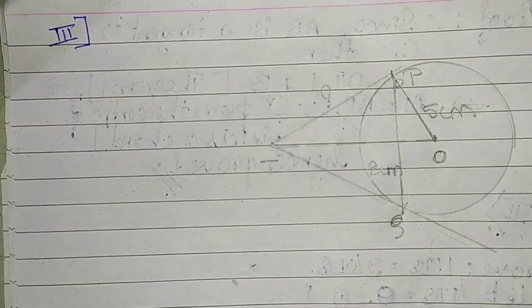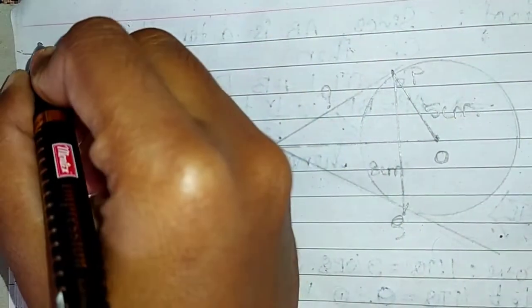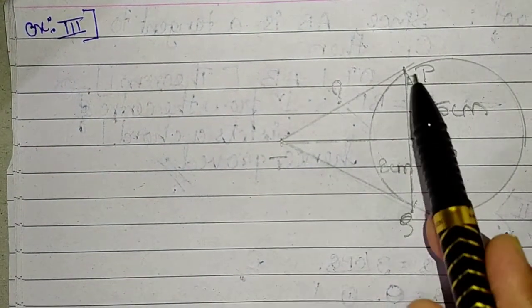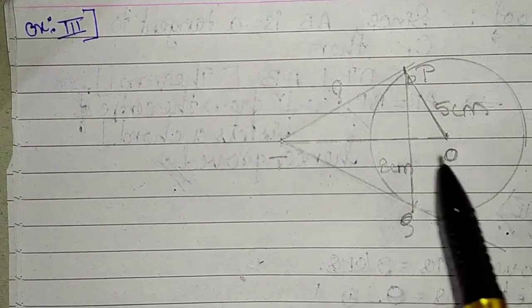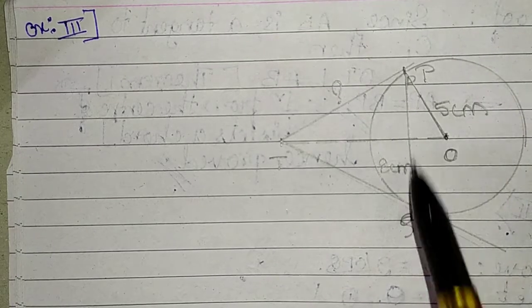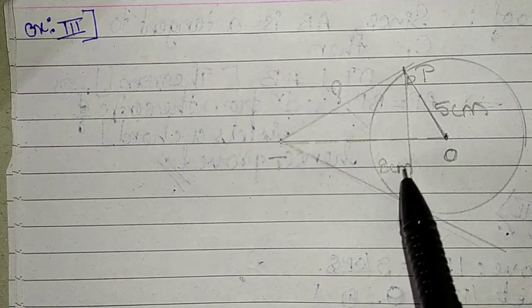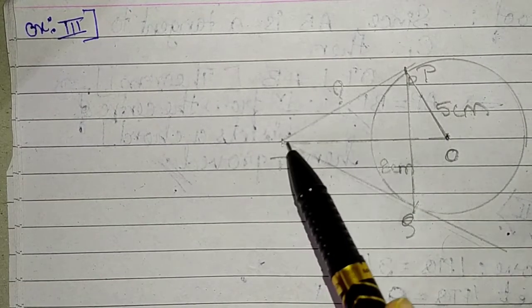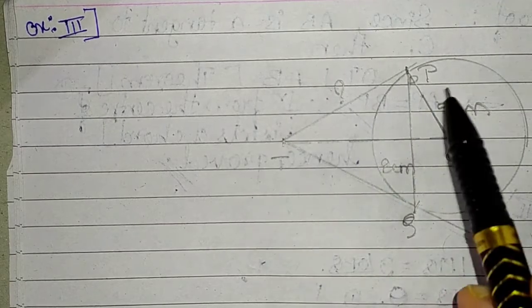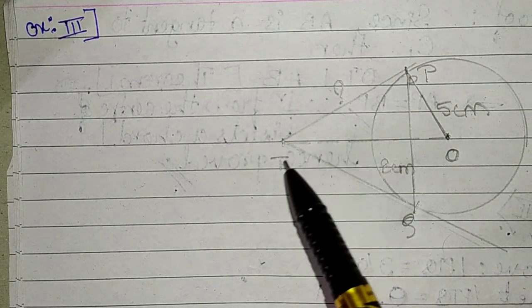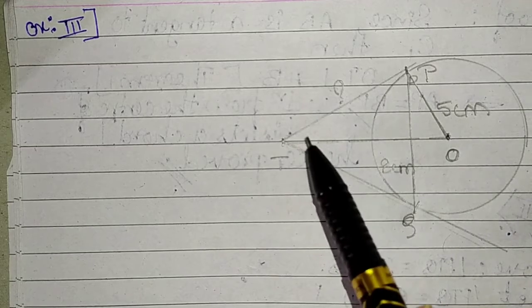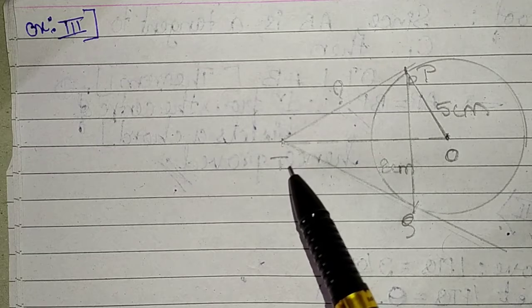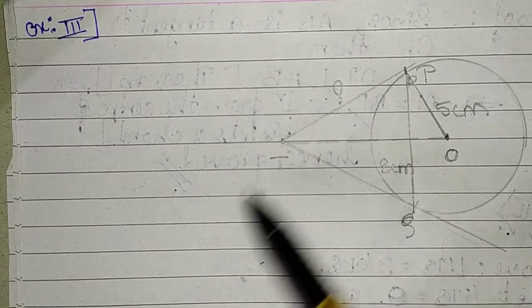In the third and final solved example from your textbook, PQ is a chord of the circle with center O and its length is 8 cm. The radius of the circle is 5 cm. The tangents TP and TQ are drawn to the circle from an external point T. Our job is to find the value of length TP or PT.